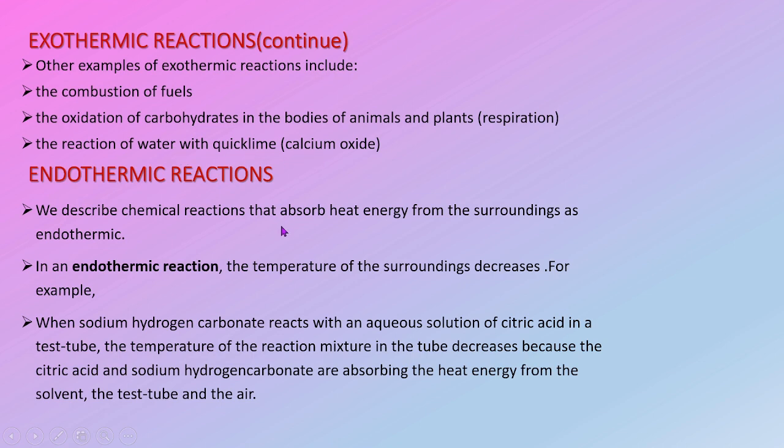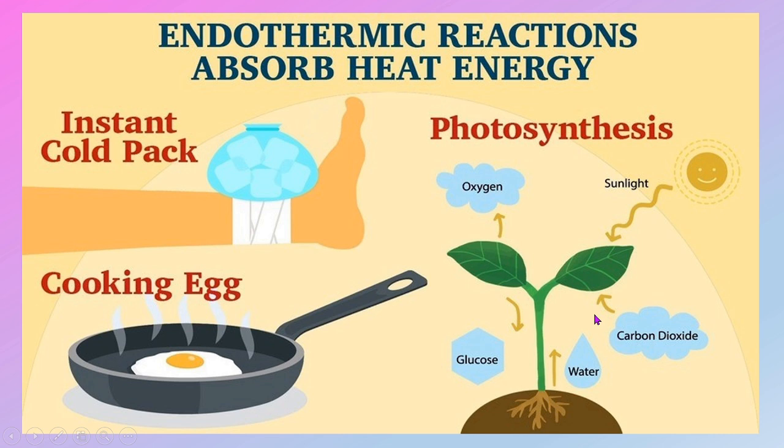Now move on to the endothermic reactions. Endothermic reactions are the reactions in which heat energy from the surroundings is absorbed. So in an endothermic reaction, the temperature of the surroundings decreases. When sodium hydrogen carbonate reacts with an aqueous solution of citric acid in a test tube, the temperature of the reaction mixture in the test tube decreases because the citric acid and the sodium hydrogen carbonate are absorbing the heat energy from the solvent, the test tube, and the air.